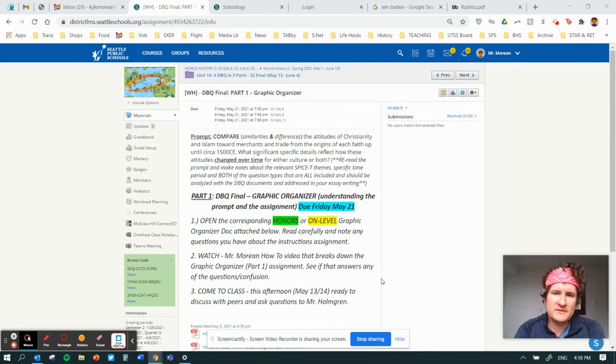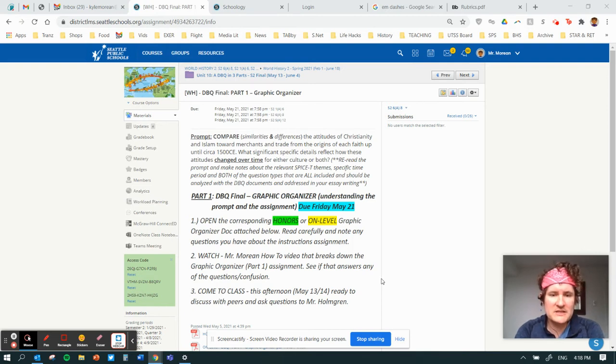Each component, I'm going to encourage you to read aloud the prompt to yourself. So I will model accordingly. Compare similarities and differences, the attitudes of Christianity and Islam towards merchants and trade from the origins of each faith up until circa roughly 1500 CE. What significant specific details reflect how the attitudes changed over time for either culture or both?